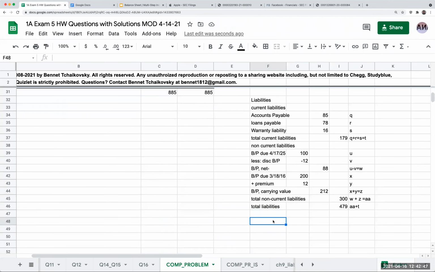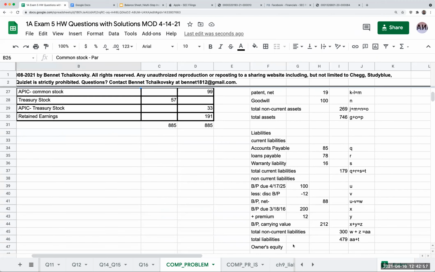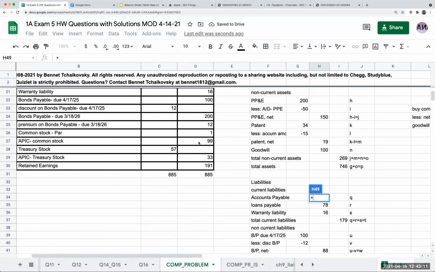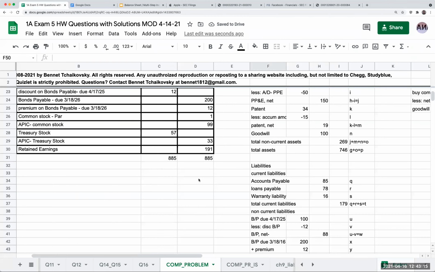Now I'm going to get down to my next section, which is my owner's equity. For my owner's equity, I'm going to have two different components here. I'm going to have common stock at par. Okay, so my common stock at par is going to be 1. I have additional paid-in capital. Common stock, this over here, is going to be at 99. Okay, this is where we get a little bit funky.